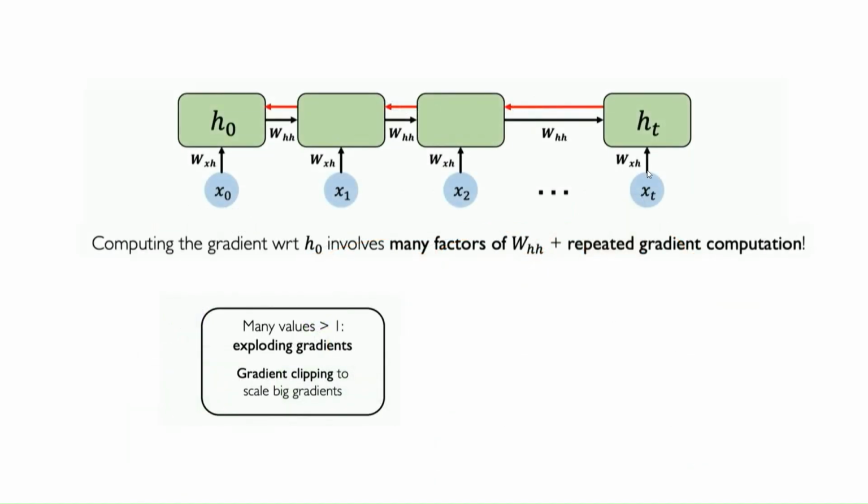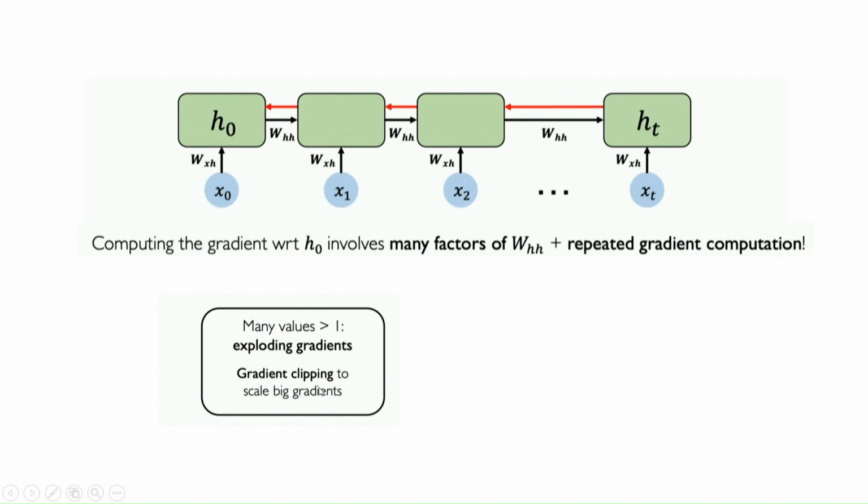Computing the gradients with respect to h0 involves many factors of W_hh plus repeated gradient computations. If many of the values involved in repeated multiplication, such as the weight matrices and the gradients themselves, are larger than 1, we can run into the problem of exploding gradients. We need to optimize around this, and one way to mitigate the problem is gradient clipping, which scales large gradients down to smaller ones.